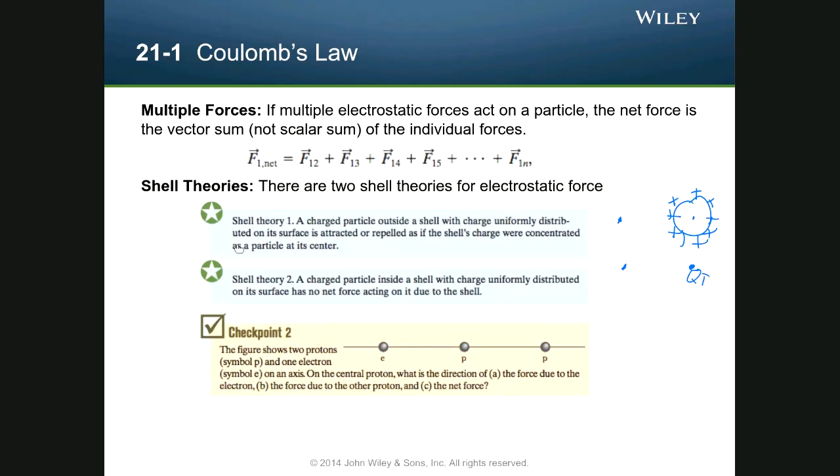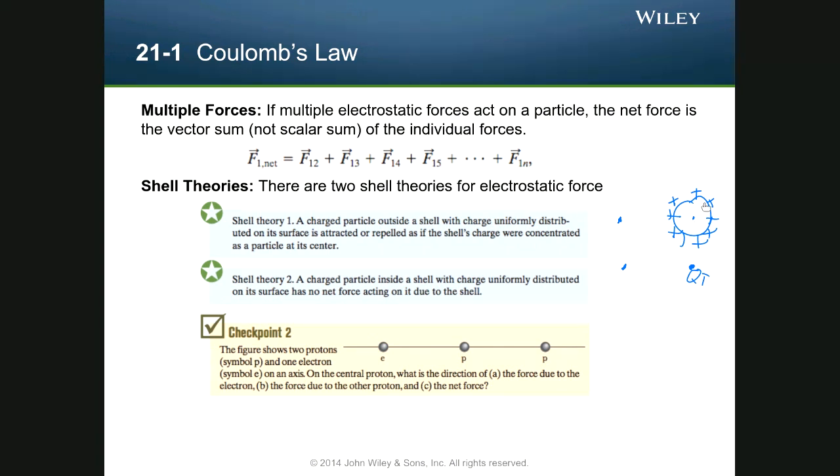Now, shell theory 2: a charged particle inside a shell with charge uniformly distributed on its surface has no net force acting on it due to the shell. Right now, we have to accept this. This is what I just said. So that means that a particle in here would feel no force from these charges.